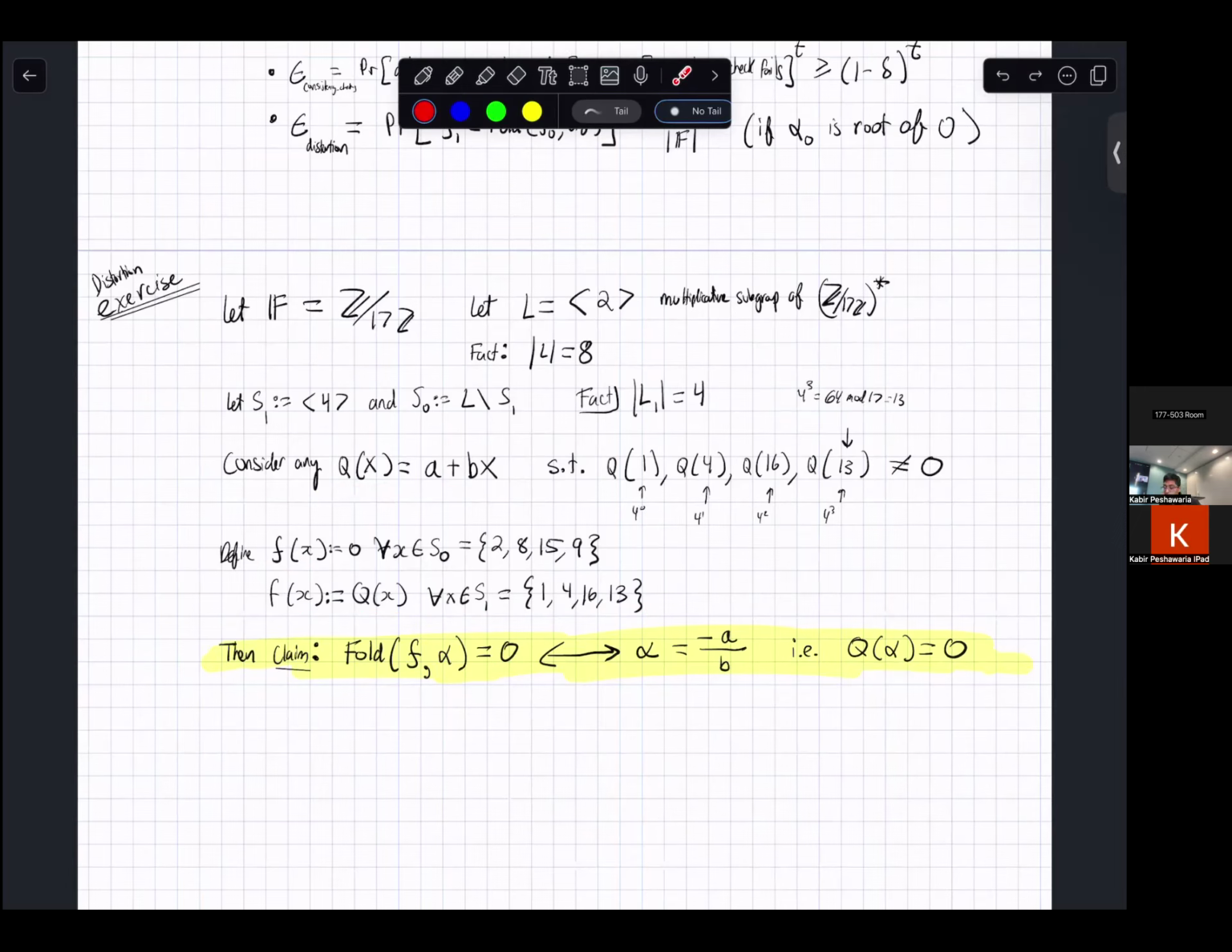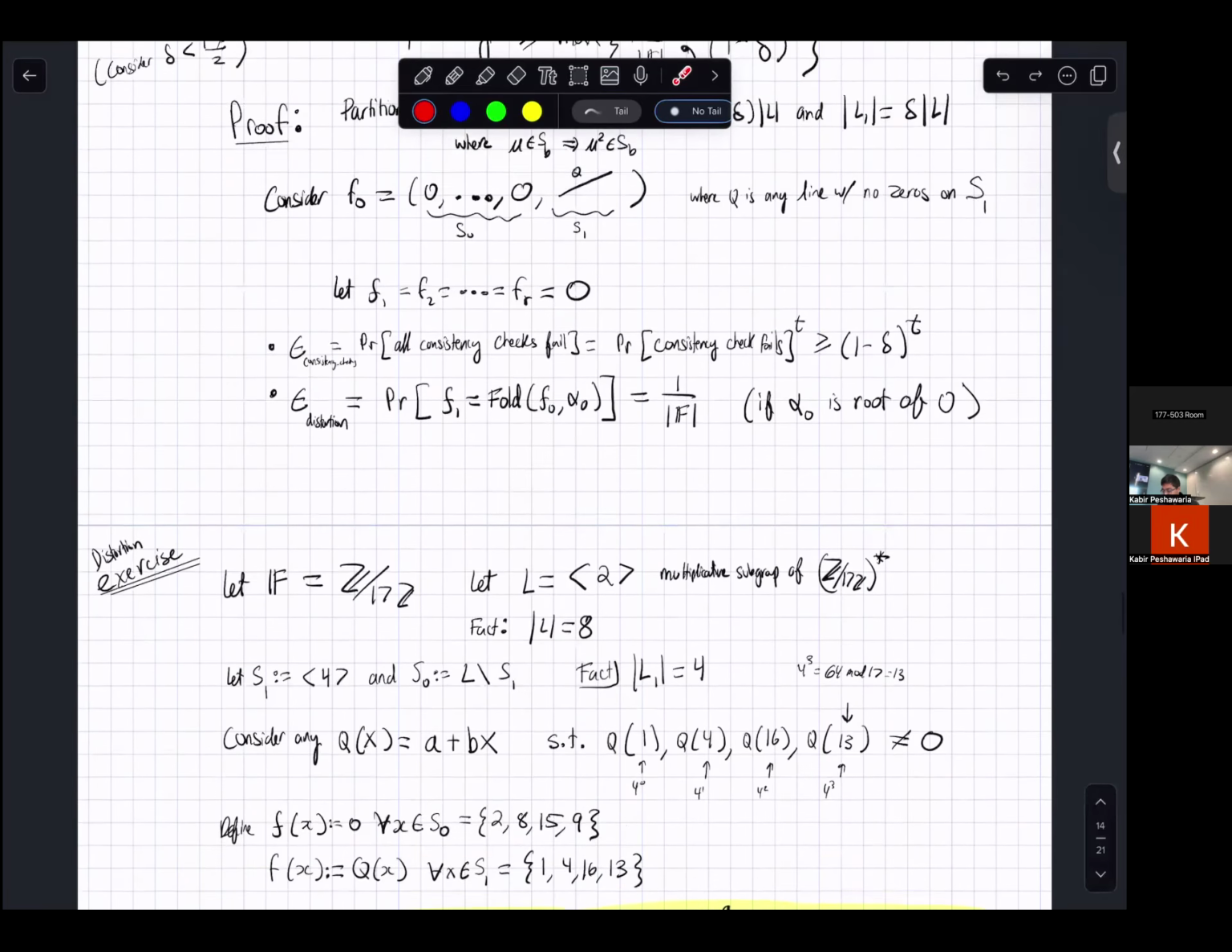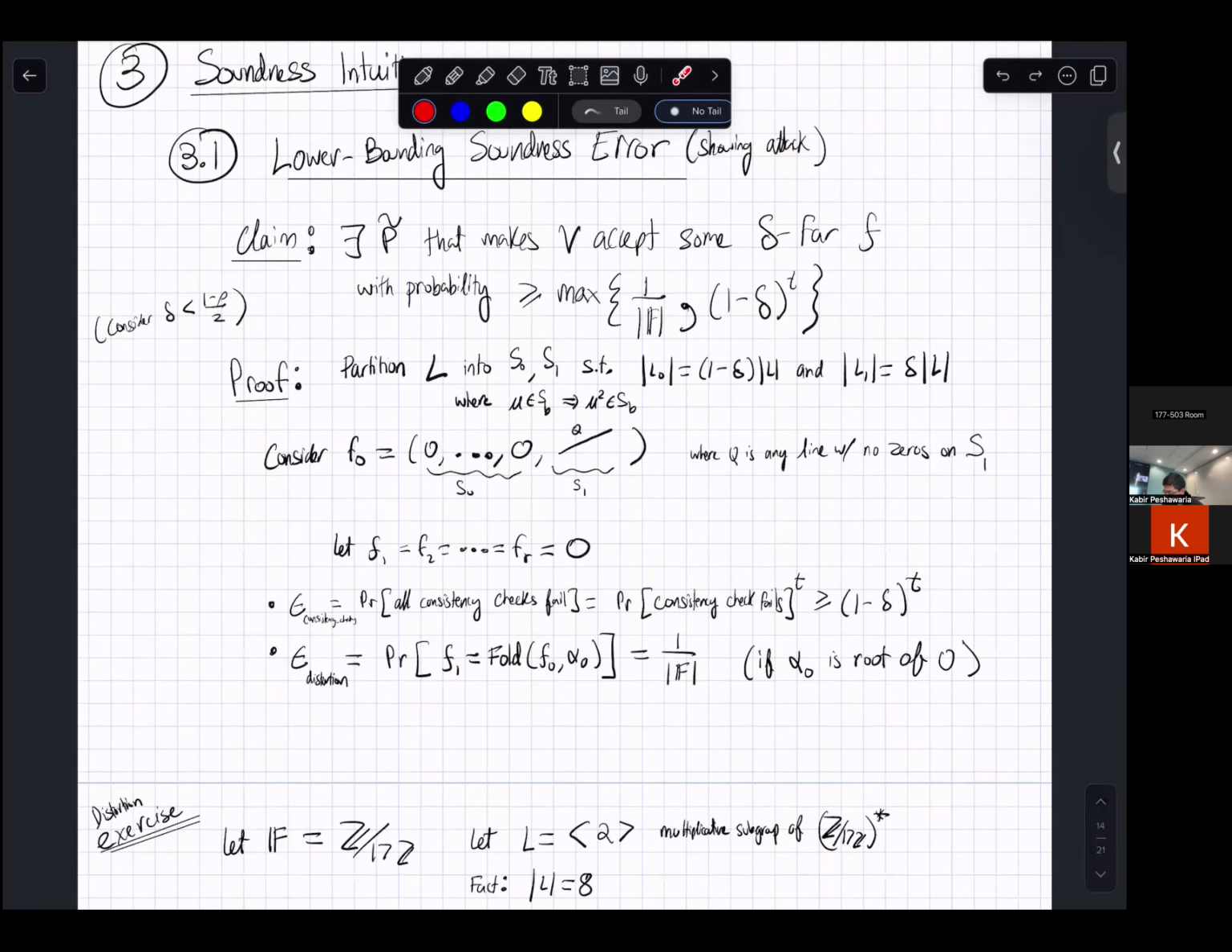I won't go into detail about this too much because it's there in the notes if you want to try it. This could be helpful if you want to build up your intuition on how this simple attack works. And I provided explicit parameters to hopefully guide you through how to check this for yourself. But the idea is really this: I drew a line over S1, and if my folding challenge happens to be a root of that line, then F0 folded with that folding challenge gives me F1, which is 0. And then as a verifier, I'm screwed.